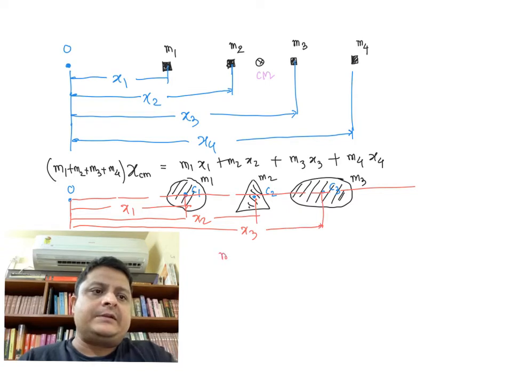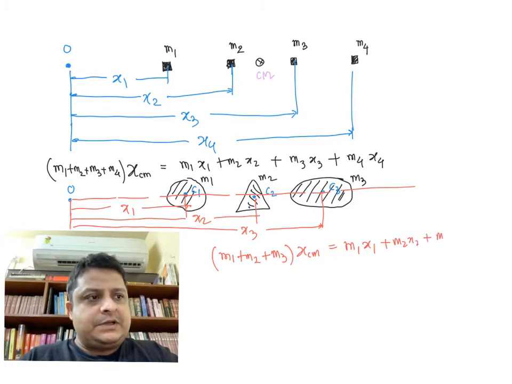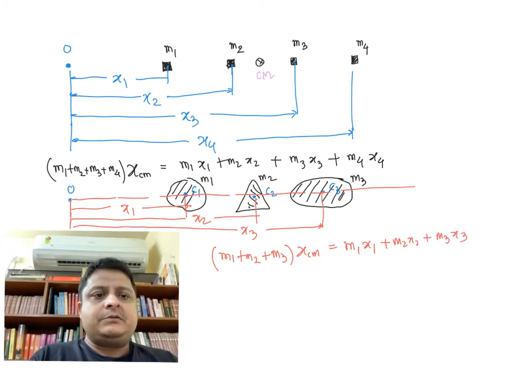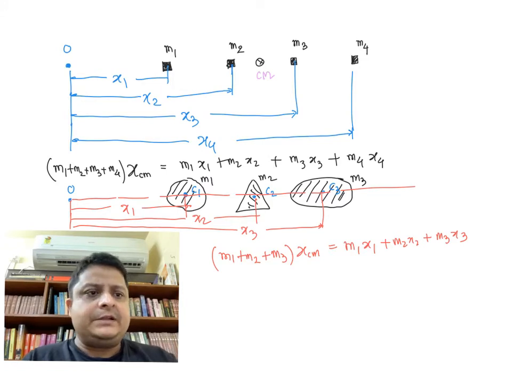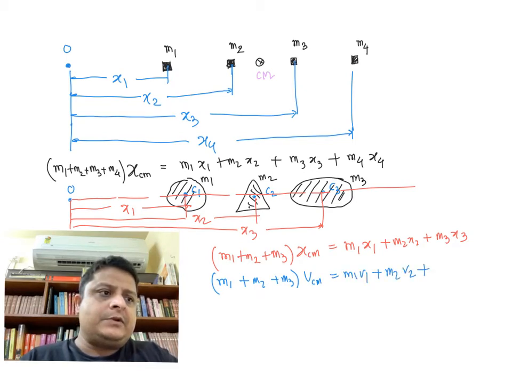Then also we can write the coordinate of the center of mass of the system of these three bodies like this: (m1 plus m2 plus m3) multiplied by xcm. Here it's three bodies, so m1 x1 plus m2 x2 plus m3 x3. If you differentiate the equation, you get velocity and acceleration like that. So (m1 plus m2 plus m3) multiplied by vcm equals m1 v1 plus m2 v2 plus m3 v3.